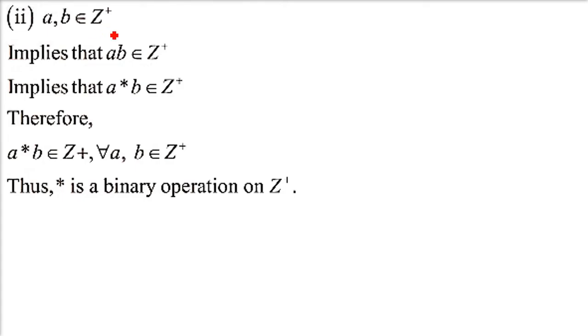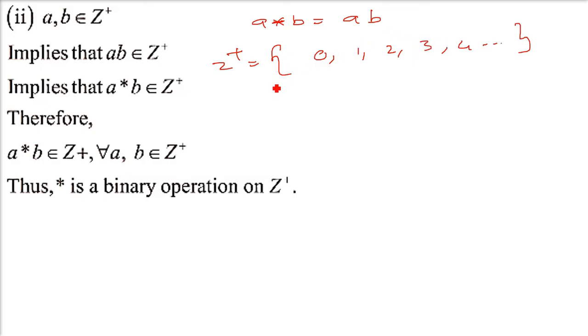Then we have the second part. On Z plus, define star by A star B equals A into B, A multiplied by B. So A star B is equal to A into B. It is on Z plus, the non-negative integers. So what will we do? We'll take two values from Z plus and multiply them. When we multiply them, the result will belong to that set only.